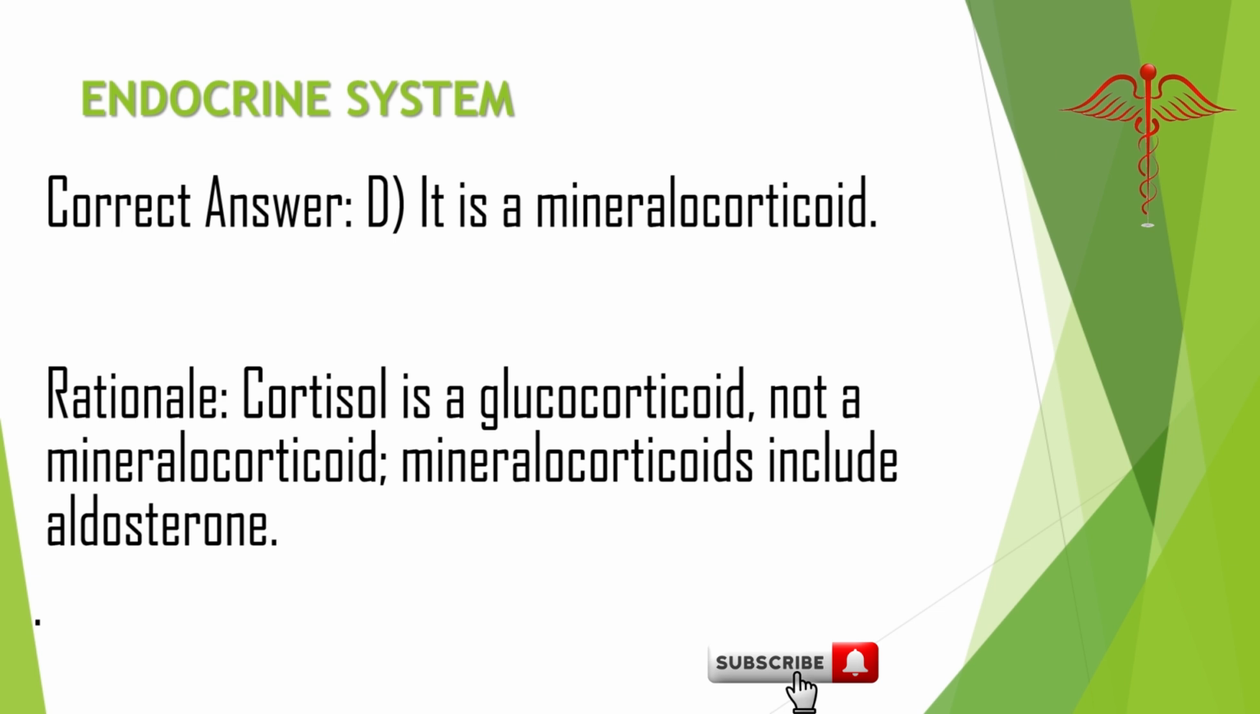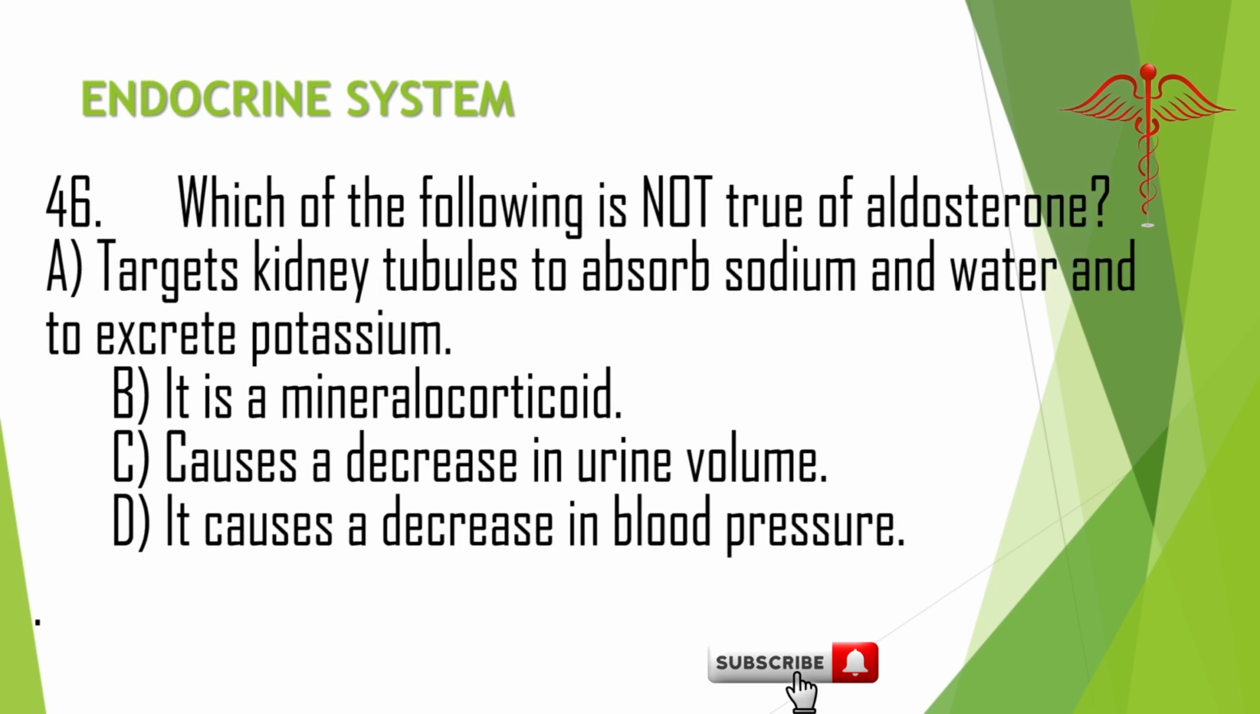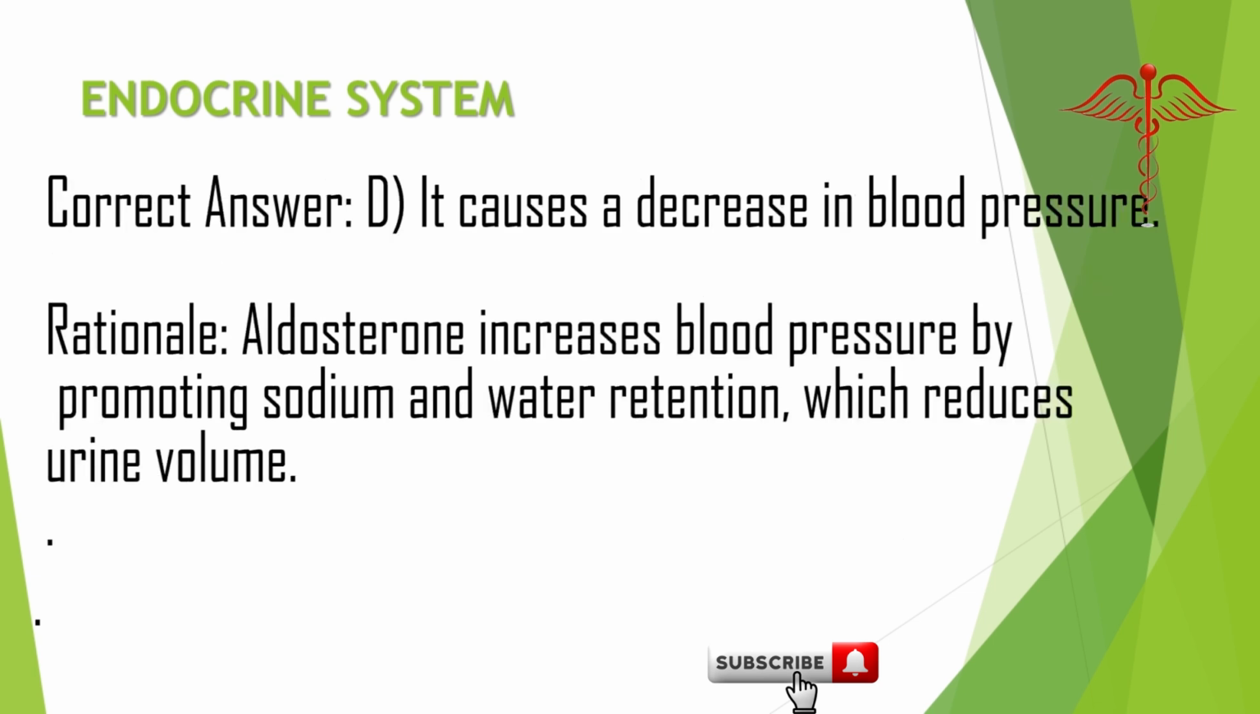Mineralocorticoids include aldosterone. 46. Which of the following is not true of aldosterone? A. Targets kidney tubules to absorb sodium and water and to excrete potassium. B. It is a mineralocorticoid. C. Causes a decrease in urine volume. D. It causes a decrease in blood pressure. Correct answer: D. It causes a decrease in blood pressure. Rationale: aldosterone increases blood pressure by promoting sodium and water retention, which reduces urine volume.